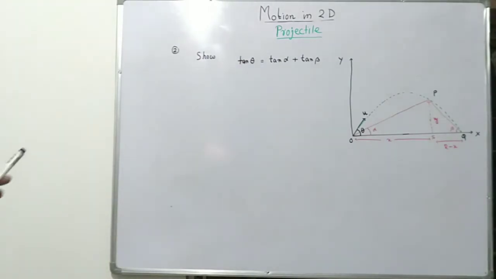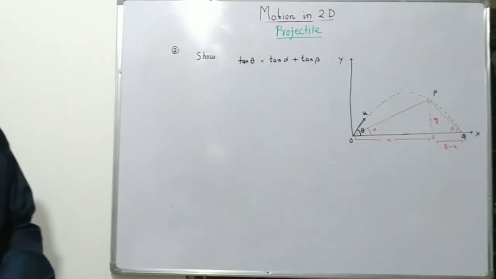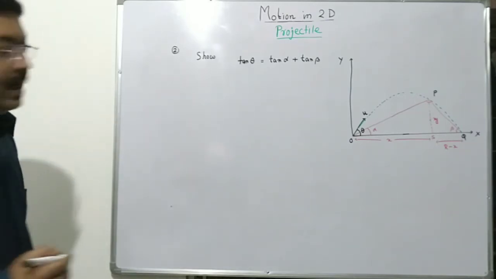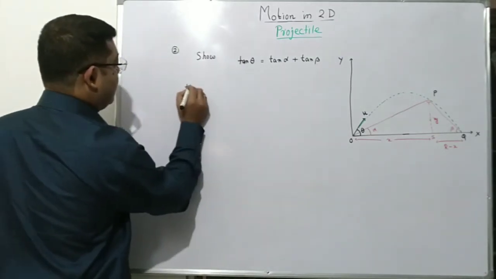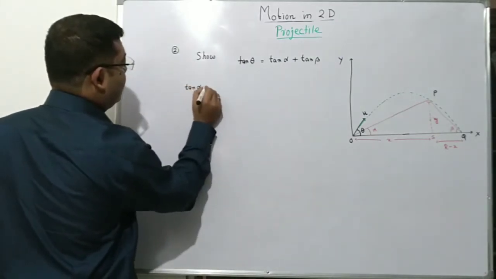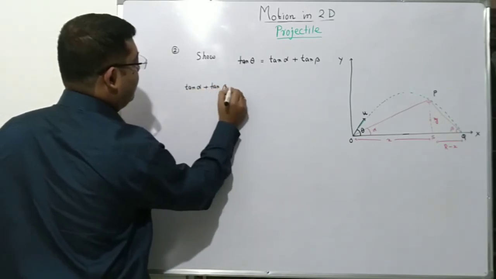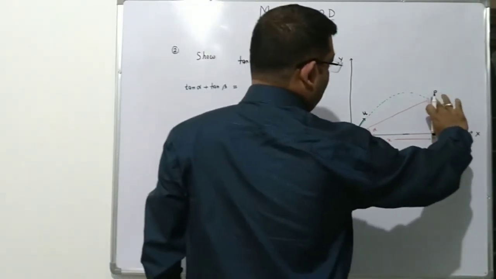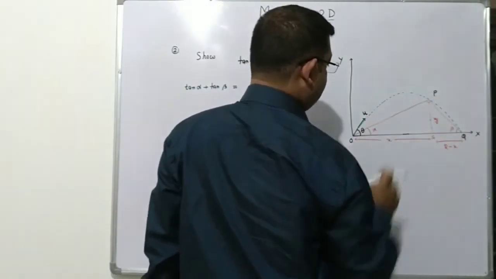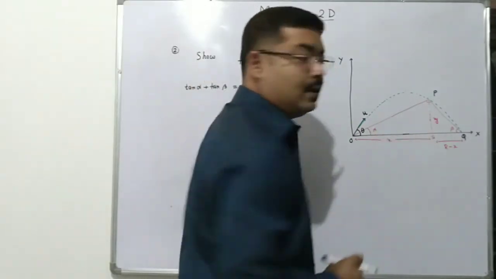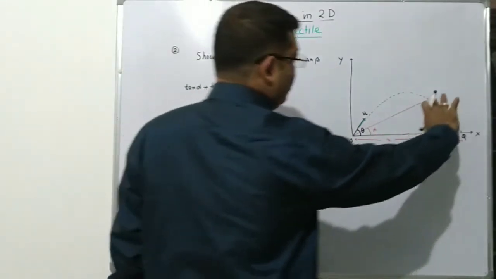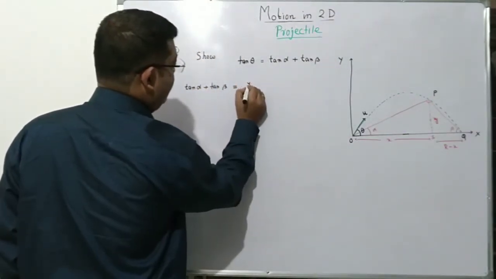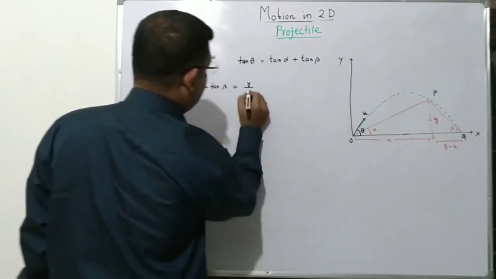Fine? Alright. Now what is tan alpha plus tan beta? Let's say the right hand side, tan alpha plus tan beta. From the geometry of the problem, we can see that tan alpha is perpendicular by base, so PS by OS. Now PS is Y, and OS is X.